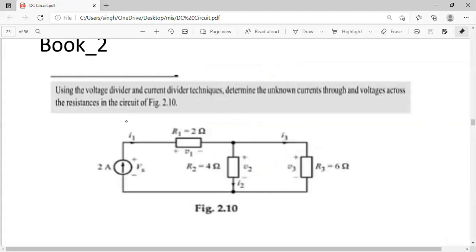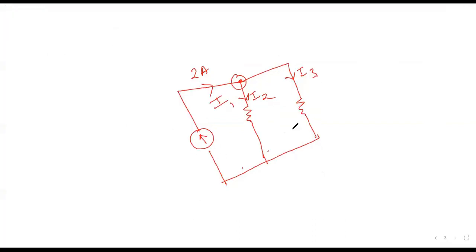Just a moment. I am asking between voltage divider and current divider, which rule you can apply here? Current divider. Why? Because the current is getting divided. I1 is getting divided into I2 and I3. Very good. Okay, so current is getting divided into two parts. So here we'll be using the current divider technique to find I2 and I3.